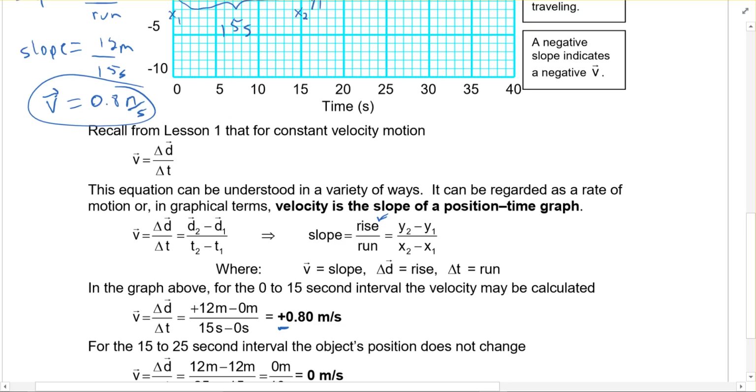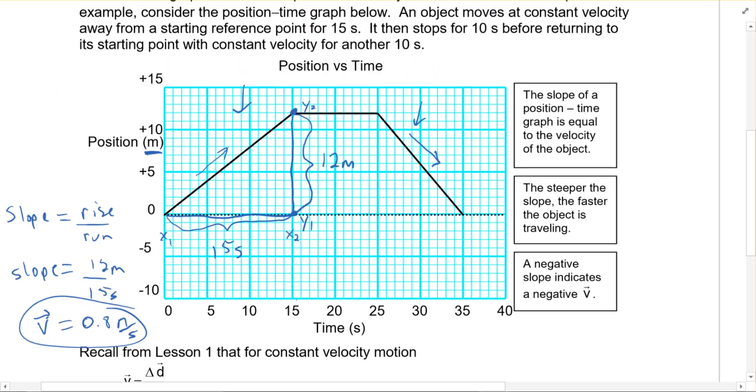Okay, so we can also use this to figure out the 15 to 25 second interval. Let me grab a different color. So from 15 to 25, you can see right from the graph that the slope of this thing is going to be 0, right? It doesn't have any slope. So the slope from that point to that point is going to be rise over run. Well, my rise is 0, so what I'm going to have is 0 divided by the run of 25 minus 15, so 10. So 0 divided by 10 is going to be 0, right? So my velocity at this point is 0, which makes sense. They're not moving at that point.